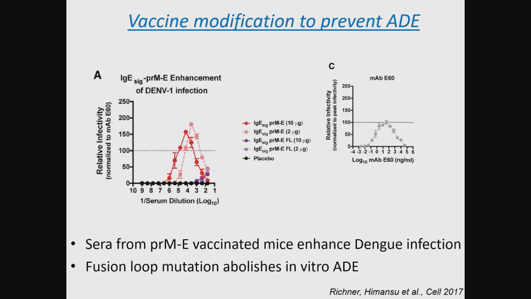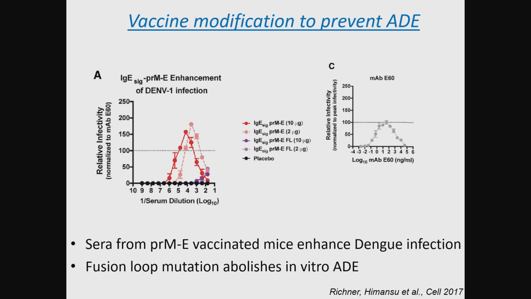So when we look at our serum from our vaccinations, in the red, we're looking at the wild type vaccine. In the purple, we're looking at our fusion loop vaccine. This is serum from these vaccines, I'm sorry. You can see that we see this characteristic enhancement effect. So when the serum is very highly diluted, we see kind of a baseline level. But then at this mid-level, we see enhancement of the vaccine shown by this bell curve.